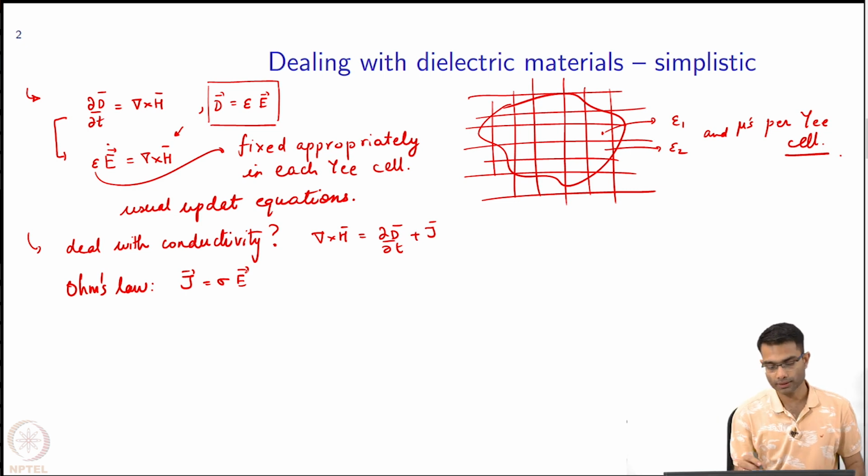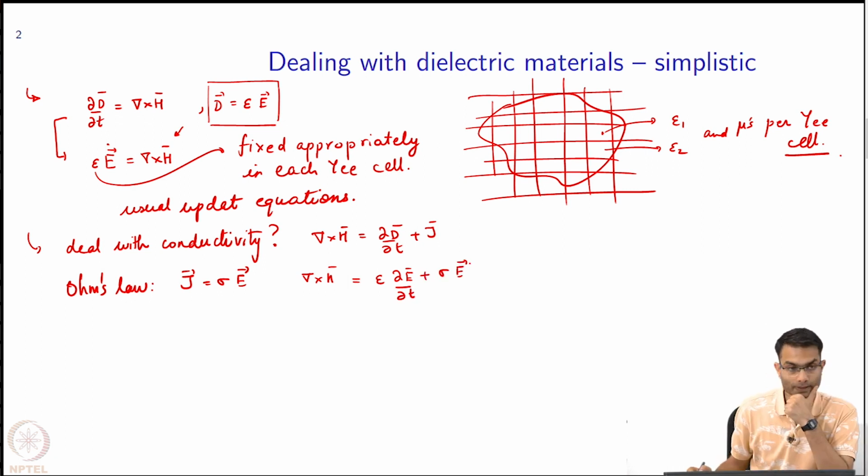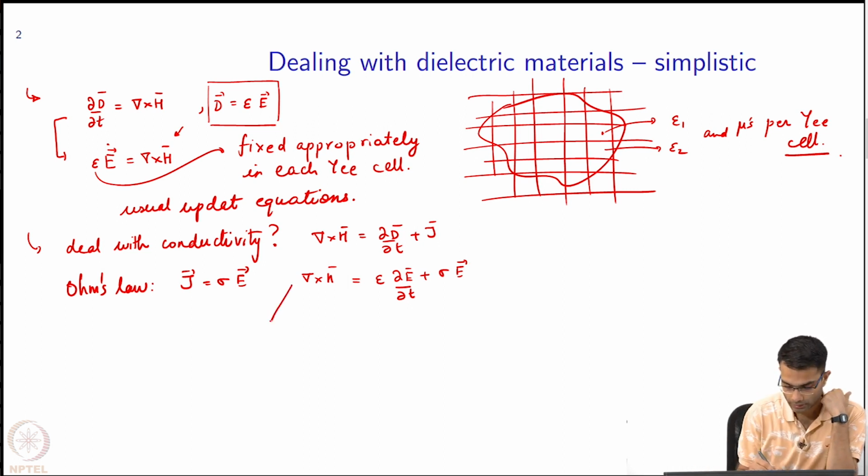Then this update equation becomes curl of H is equal to, let us say, epsilon dE by dt plus sigma E. Now, let us put this into our FDTD notation.